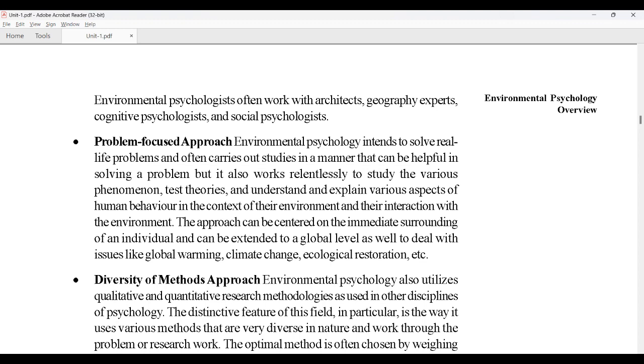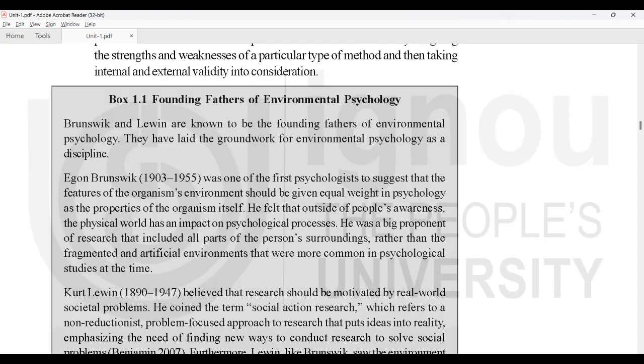The optimal method is often chosen by weighing the strengths and weaknesses of a particular type of method and then taking internal and external validity into consideration.